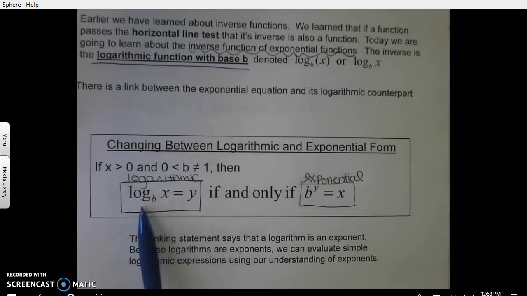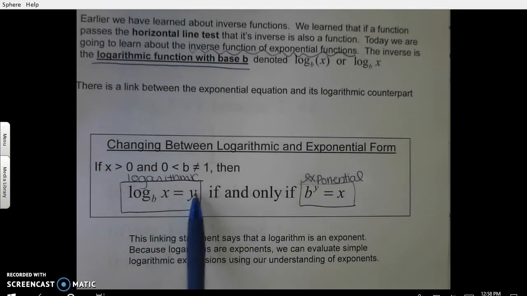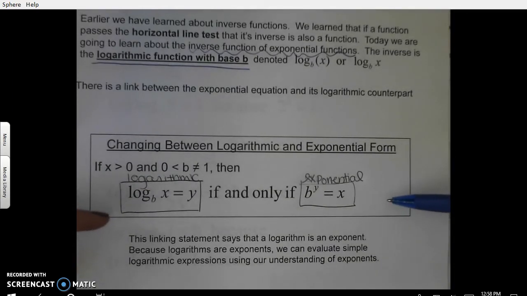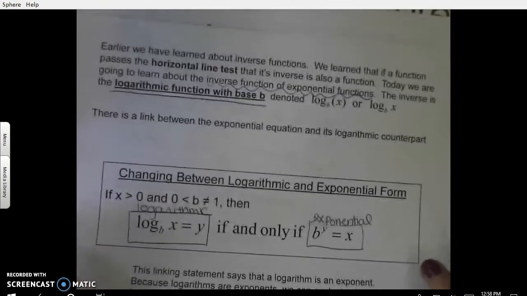We have the logarithmic form, log base b of x is equal to y, and we have the exponential form, which is b to the y power is equal to x. If you interchange those variables b, x, and y, we are able to change between logarithmic and exponential form. We can also use this to evaluate simple logarithms when we put it into an understanding of an exponent.